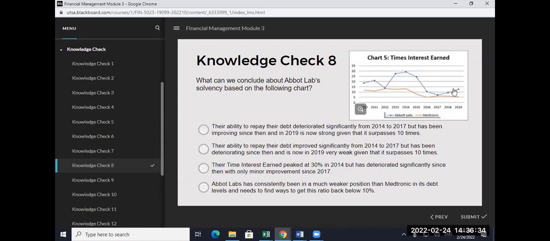I gave you a rule of thumb on this one. 10 is generally considered a very strong number. If you're above 10, not an issue. So yeah, they deteriorated, but they've improved significantly since, and they're above 10. So their ability to repay deteriorated, but has been improving and is strong given it surpasses 10.